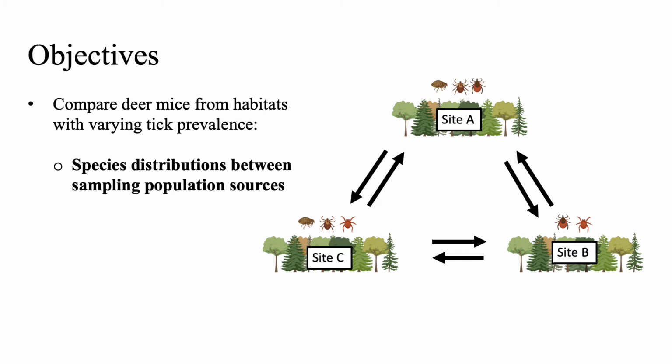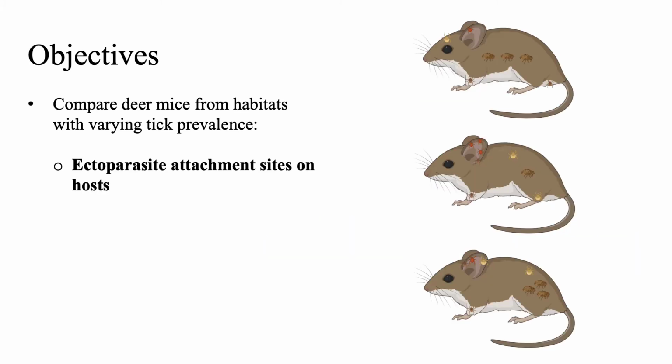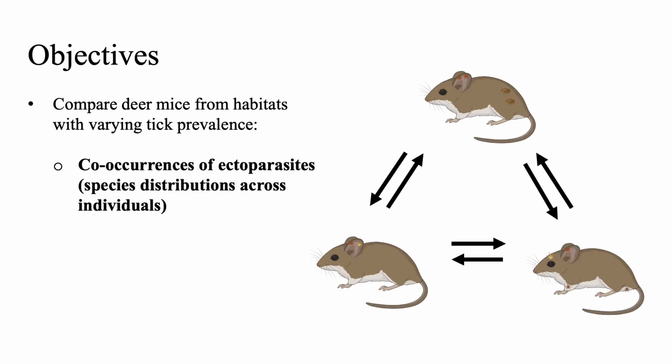My objectives for this project were to compare deer mice from habitats with varying tick prevalence to determine differences in species distributions between sampling population sources, ectoparasite attachment sites on hosts, and co-occurrences of ectoparasites on hosts.